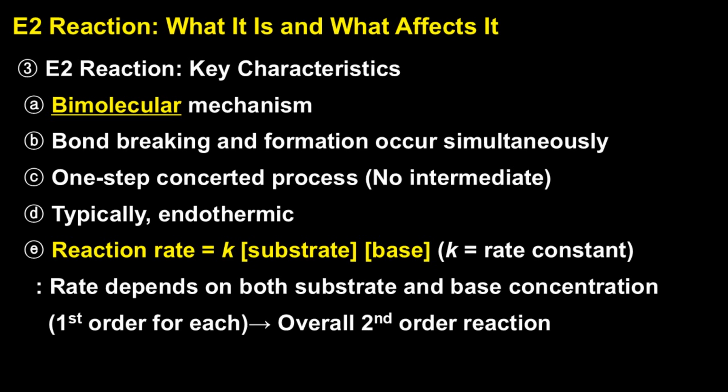The base removes a proton at the exact same moment the leaving group departs, creating a double bond in one smooth motion. Because all bond changes happen together in one transition state, there's no opportunity for intermediates to form. In E2 reactions, the sigma bonds that break are stronger than the pi bonds that form. Because of this energy difference, E2 reactions are typically endothermic.